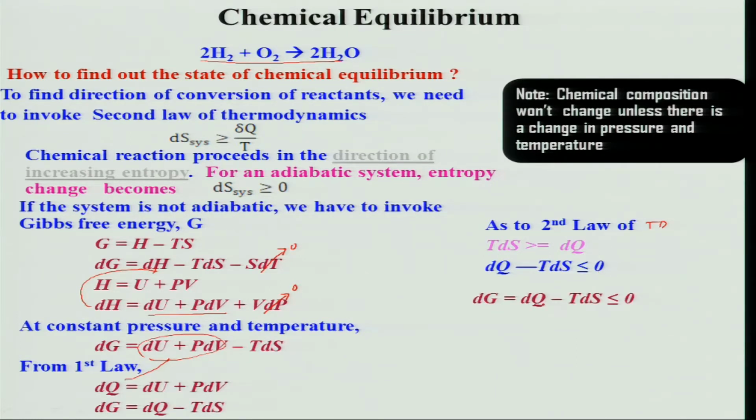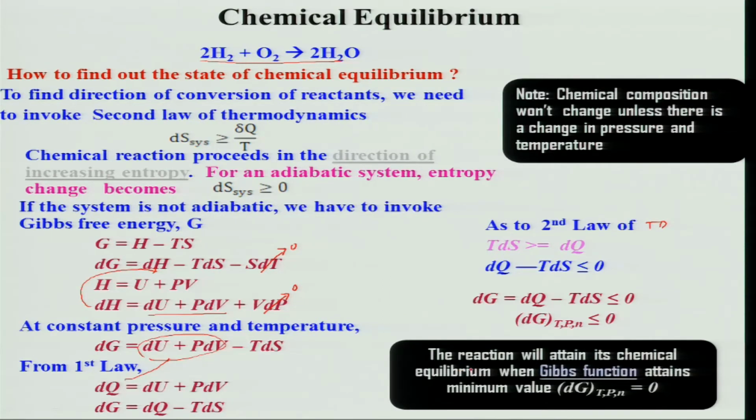And what is that? This we have already seen, dQ minus T dS is nothing but dG, which is less than or equal to 0. So, in the case of non-adiabatic systems, we can think of dG being less than or equal to 0, which is also a function of temperature, pressure and number of moles, but we will be assuming that temperature and pressure are not really changing at that moment. So, the reaction will attain its chemical equilibrium when the Gibbs function attains a minimum value, that is, the change in Gibbs function will be equal to 0.